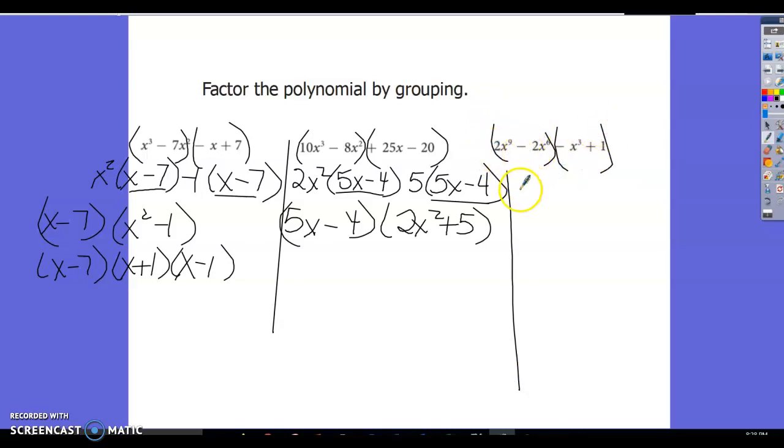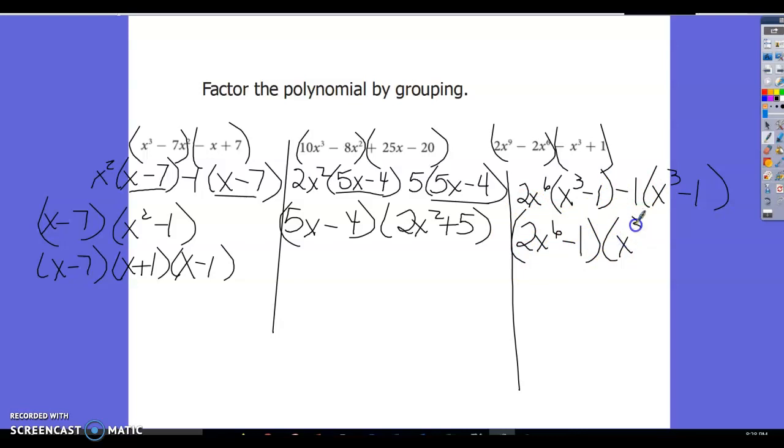All right, if I pull out a 2x to the 6th out of the first term, I'm left with an x cubed. And for 2x to the 6th, I need a placeholder, so I'm going to put a 1 here. Then I'm going to factor out a -1, and I'm left with x cubed minus 1. So I have 2x to the 6th minus 1, and I have x cubed minus 1.